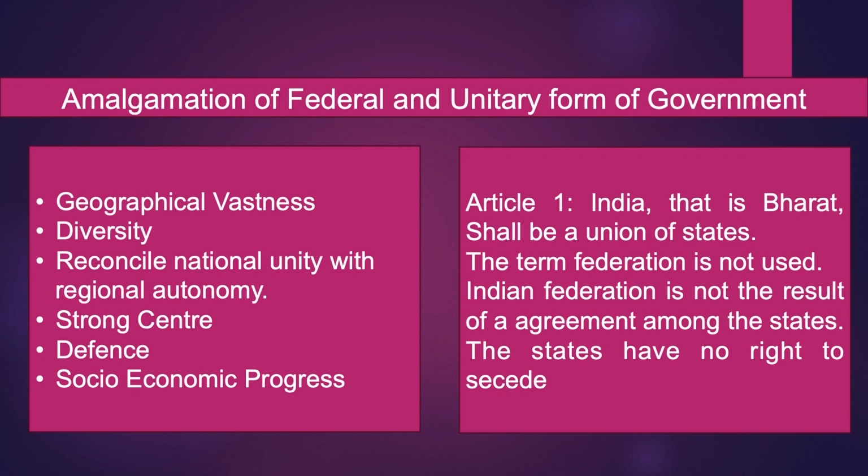So, here comes the most important thing, that is article 1, which draws its powers from the preamble. Article 1 of the Constitution of India, talking about India, that is Bharat, shall be a union of states. The term federation is not used here, the term union of states is used. It is not said India, that is Bharat, shall be a federation of states. It suggests that India, that is Bharat, shall be a union of states.